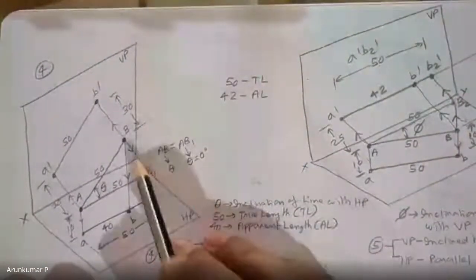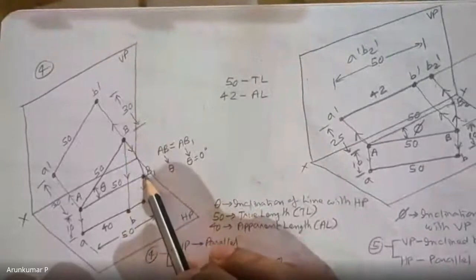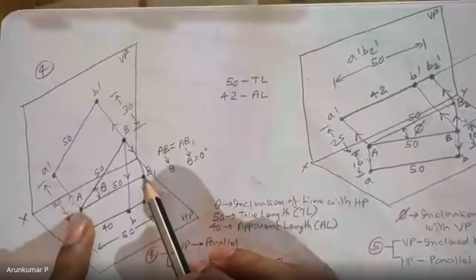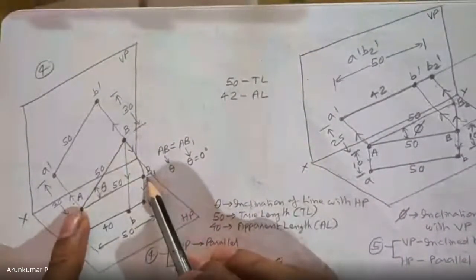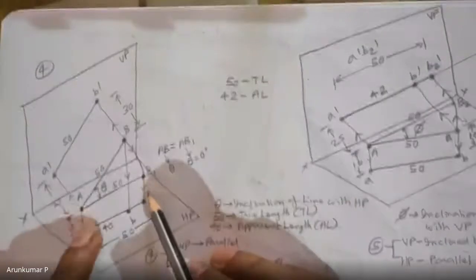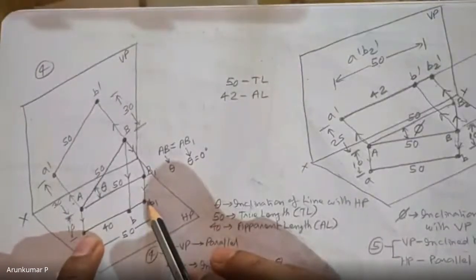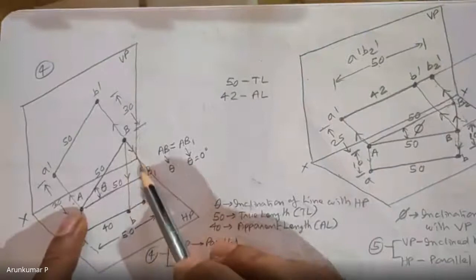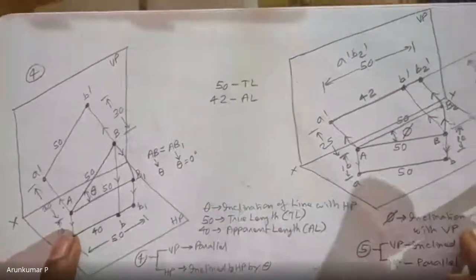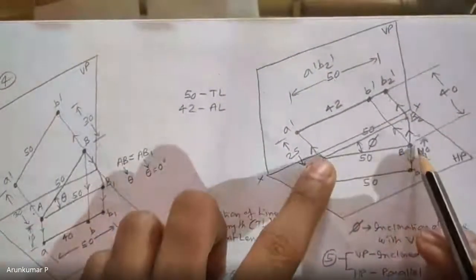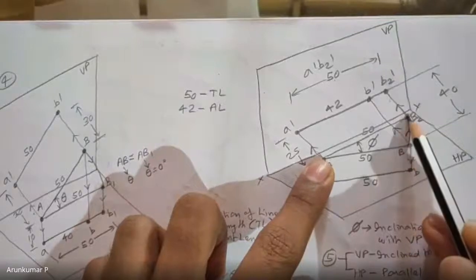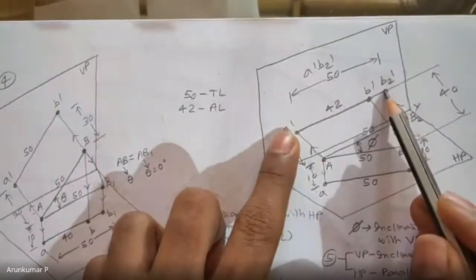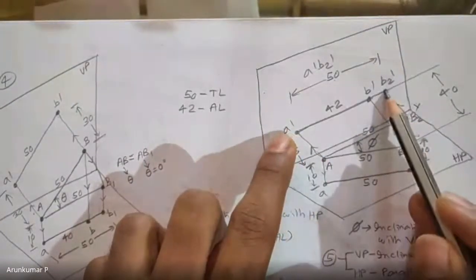Rotate the end B. Make it parallel. Make this line AB parallel to HP, and then get the true length of this line on HP. That is what we have done. Rotation, projection. Here also, line AB, we have rotated and then projected. You are getting the true length.